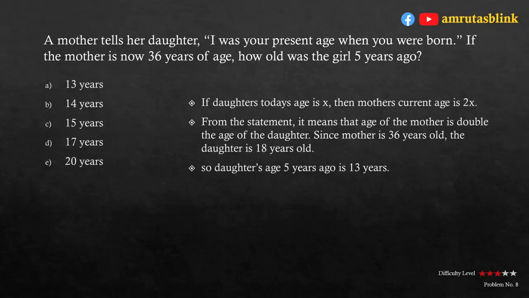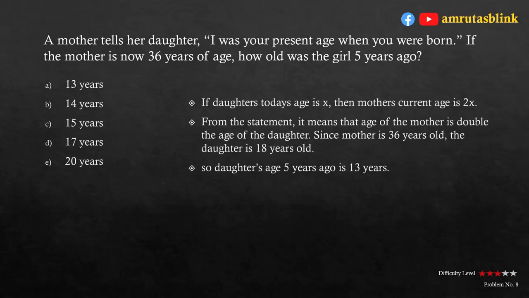So let's suppose if right now the girl is 20 years, then 20 years back her mother was also 20 years. So when the mother was 20 years, her daughter's age was 0 years. So the difference between their ages is 20 years. So right now if the daughter is 20 years, then her mother must be 20 plus 20, that is 40 years. And what is given is right now the mother is 36 years. So the current age of the daughter must be 18 years, that is 36 by 2.